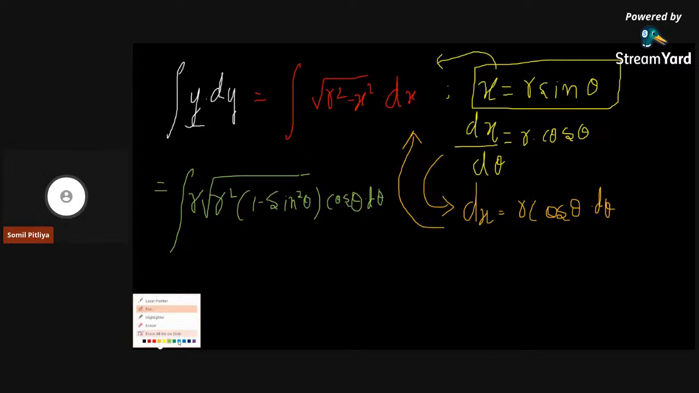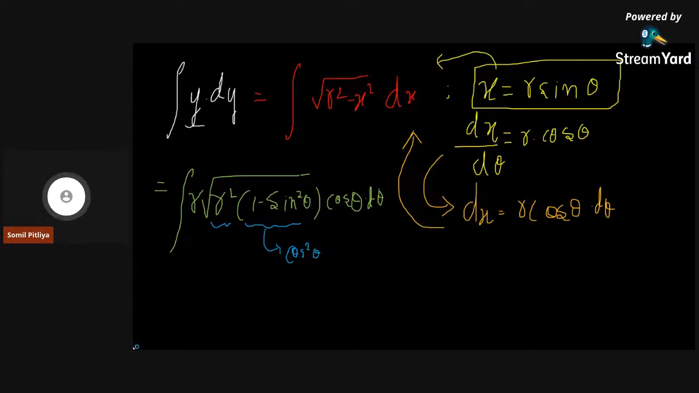Okay. Now this thing is r square times 1 minus sine square theta. 1 minus sine square theta is cos square theta, a basic trigonometric identity. I will substitute the value here to get r square cos square theta, and the under root of that is r cos theta. So it will be integral of r cos theta, which is already there outside the under root, so r cos theta into r cos theta will be r square cos square theta d theta.